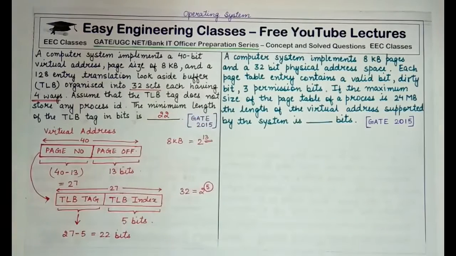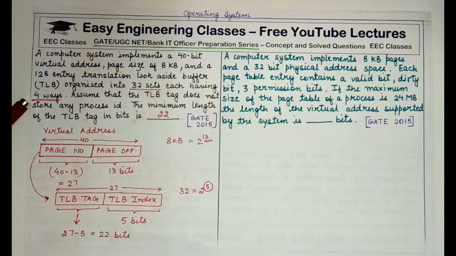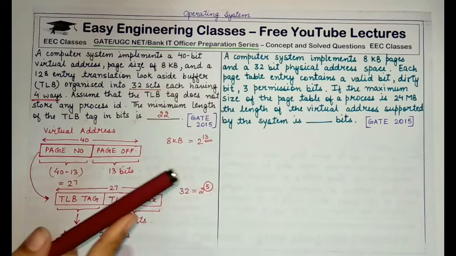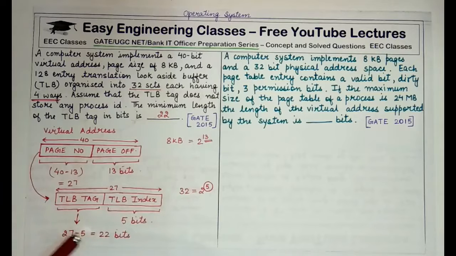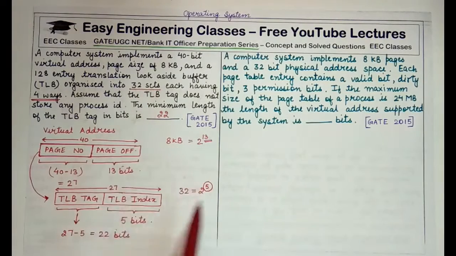This question is particularly important because you need to know that you do not have to subtract the ways. 4 is equal to 2 raised to power 2, and you do not have to subtract 2 from this 22 bits, because we only need 5 bits to represent the 32 sets, which are actually represented by the TLB index field.